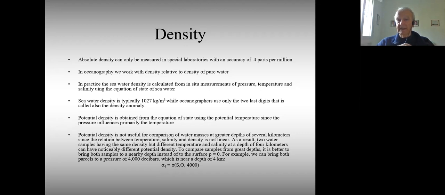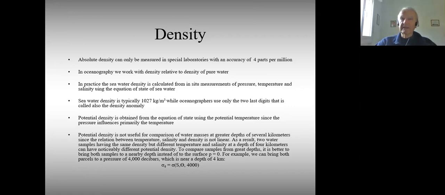27 to 29 kilograms per cubic meter, and in oceanography we use only the last 2 digits, which is the density anomaly, because we don't need to carry all these 1,027,000, it is always there. So we take the difference. We define the density anomaly as the real density minus 1,000.